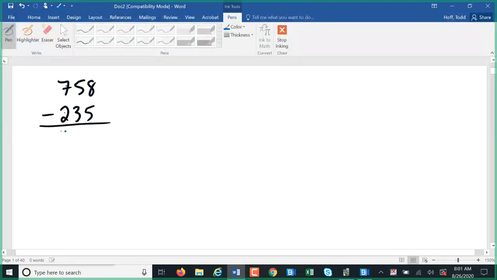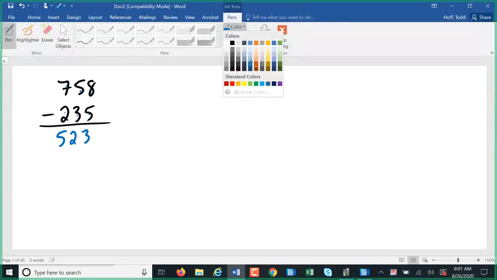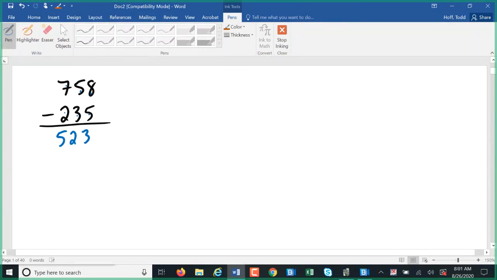7 minus 2 is 5. 5 minus 3 is 2. 8 minus 5 is 3. So we get 523. Now again, you'll notice I went left to right. We're used to going the other direction. In subtraction, it's in case we have to do what?